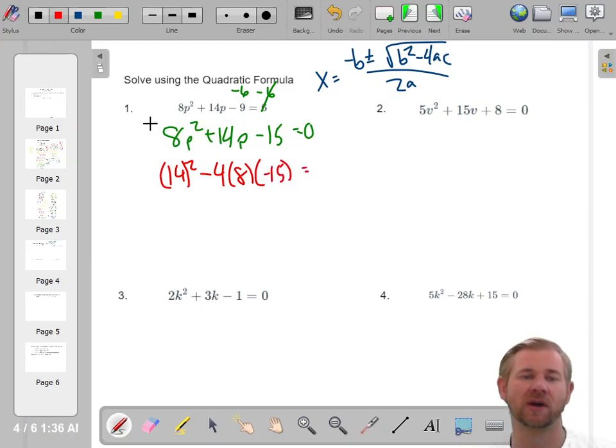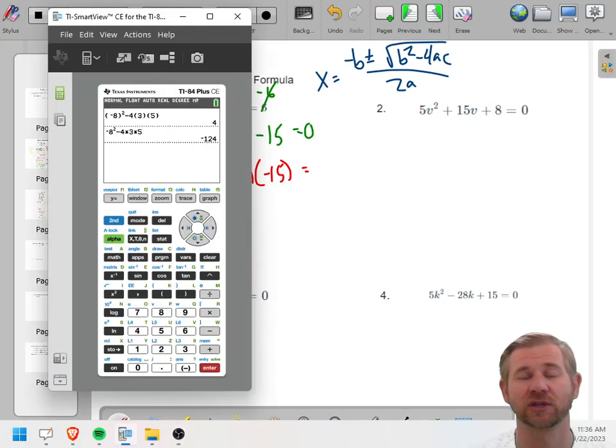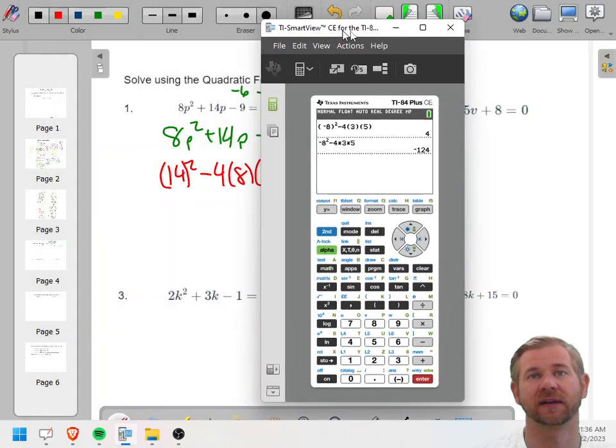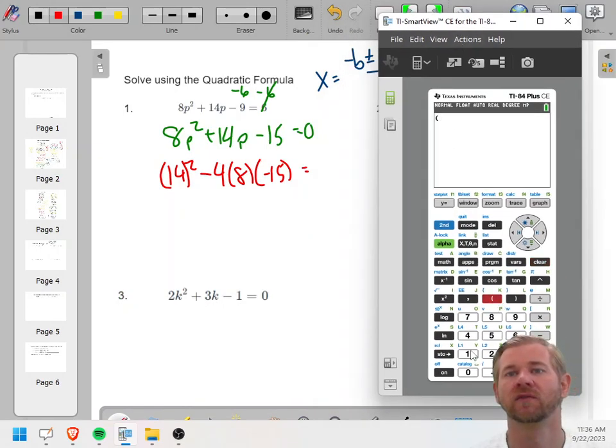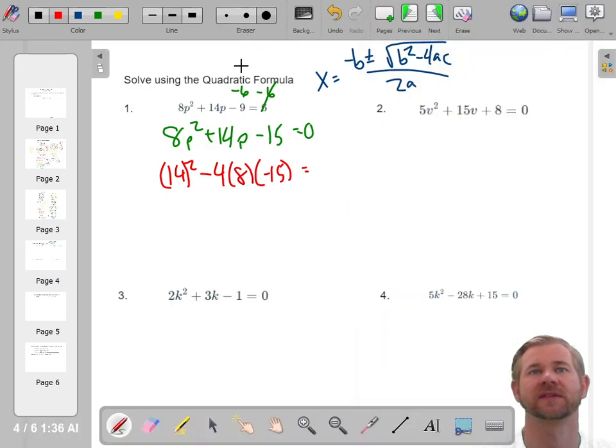If you get the discriminant wrong, you will get the whole thing wrong. So make sure you get this part right. Make sure you know how to use your calculator, whatever calculator you're using on game day. 14 squared minus 4ac, negative 15. 676. So 676. Now, you should test.